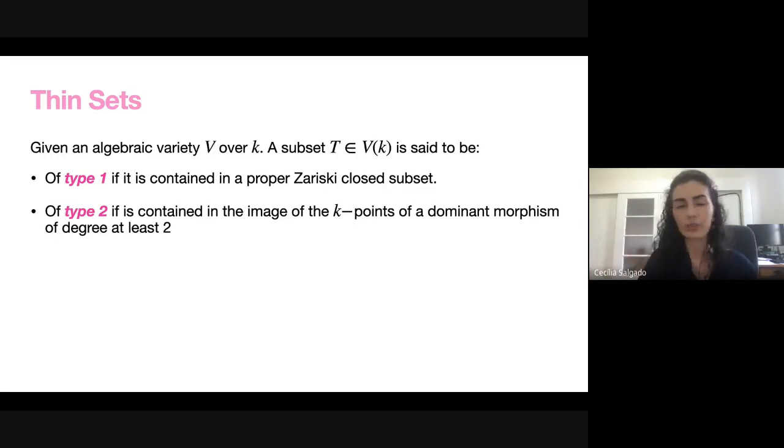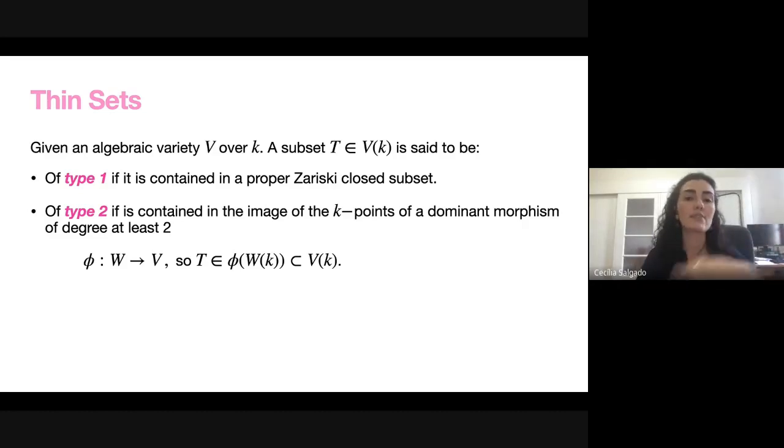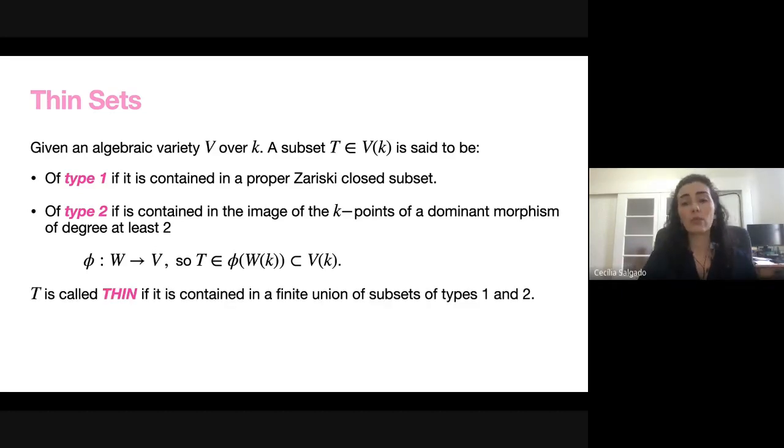You find this definition, for example, in Serre's lectures on the Mordell-Weil theorem. I think you call them C1 and C2 sometimes. A set T is of type 2, and this is the important one for us, if it's contained in the image of the K points of a dominant morphism of degree at least 2, from some variety W that has the same dimension as V, you can think that. So T is lying on phi of W(K), which lies inside of V(K), of course. And a set is going to be called thin if it's contained in a finite union of sets of types 1 and 2.